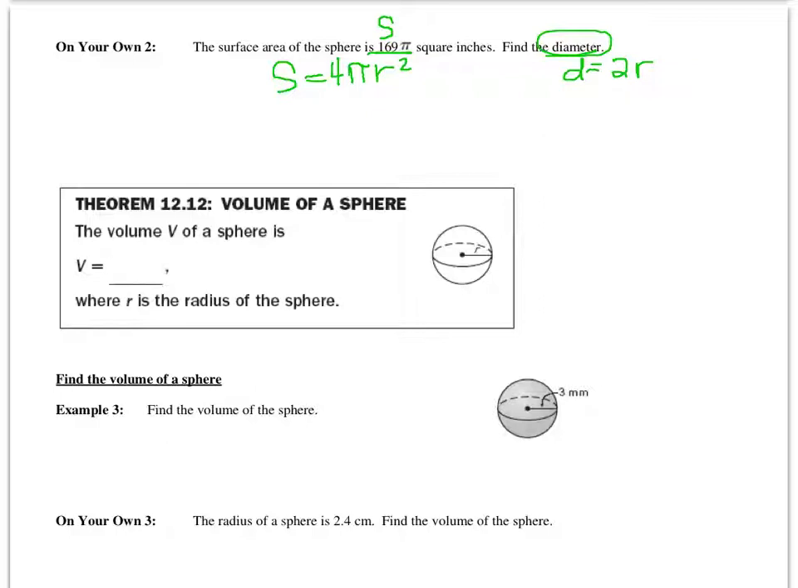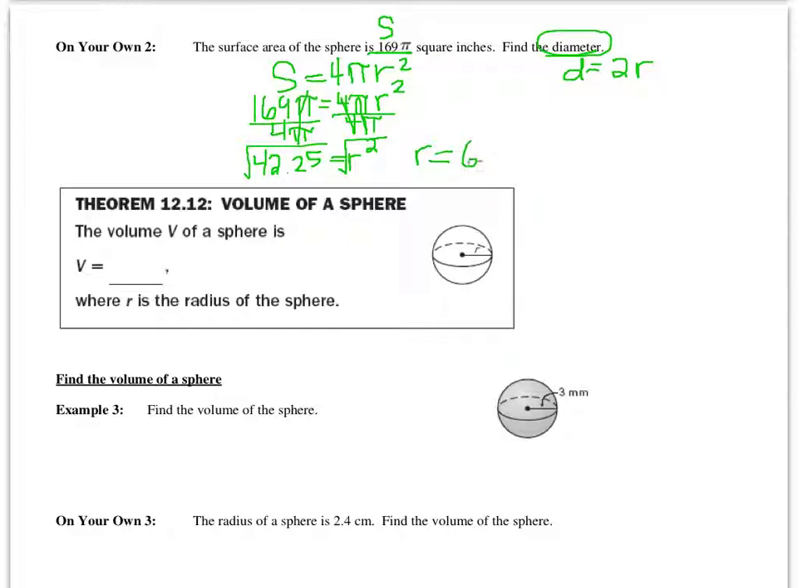So my surface area, 169 pi, equals 4 pi times our radius squared. Now let's just solve this for our radius. So if I divide both sides by 4 pi, my pi and my 4 will cancel. I'll have my radius squared equals, my pi's cancel out over here, 169 divided by 4 will be 42.25. To solve it, we'll do the square root of both sides. So my radius equals 6.5.